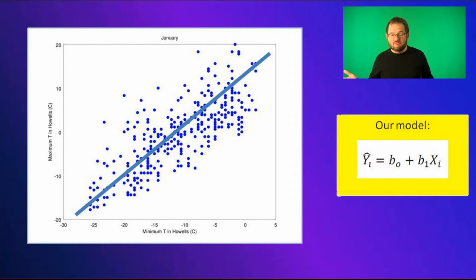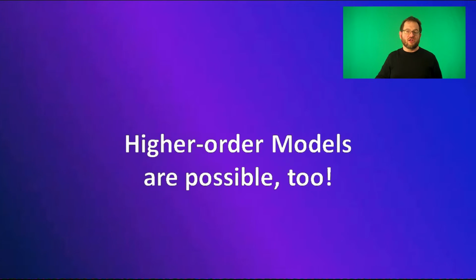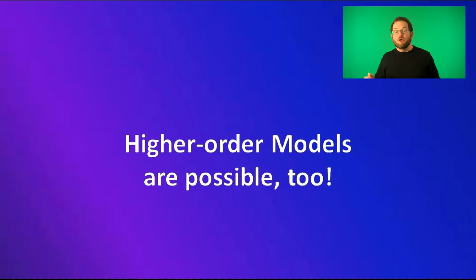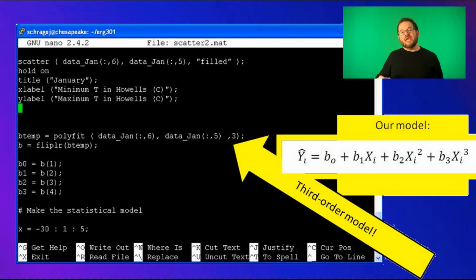That was a linear model, a first order model. The highest power in our statistical model was x of i. It wasn't squared or cubed or to the 27th power or anything like that. But we could do higher order models too. For example, let's say we wanted a third order model where we had an x i term, an x i squared term, an x i cubed term as well.